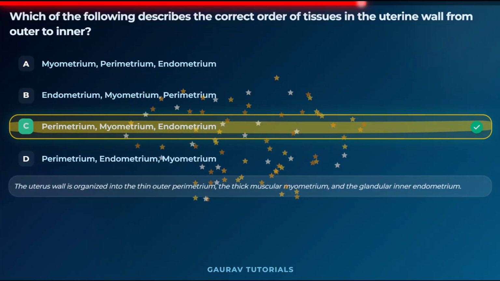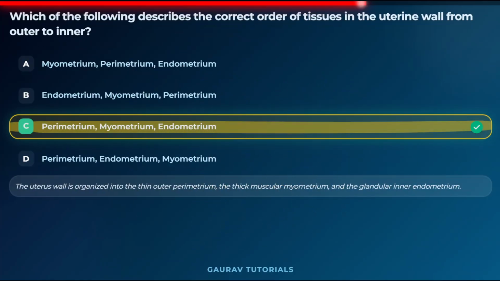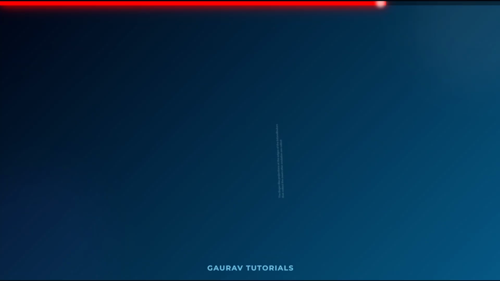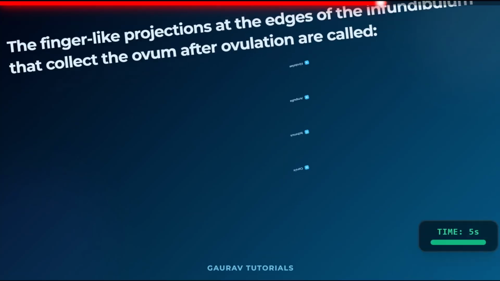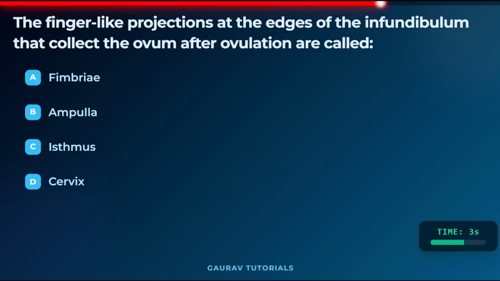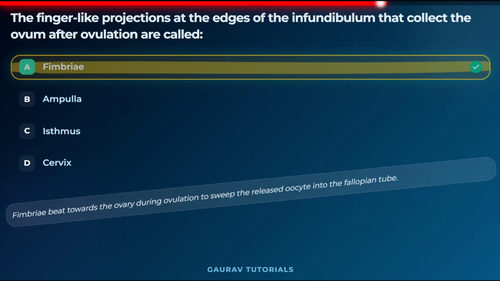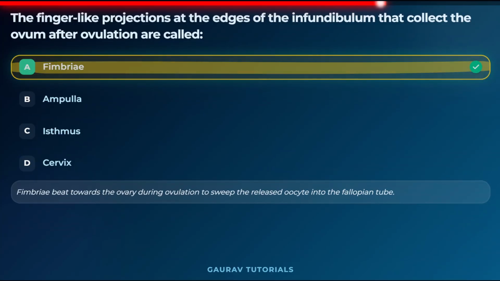The correct answer is option C, perimetrium, myometrium, and endometrium. Next question is: the finger-like projections at the edge of the infundibulum that collect the ovum after ovulation are called as. The options are: and the correct answer is option A, fimbriae. They beat towards the ovary during ovulation to sweep the released oocyte into the fallopian tube.